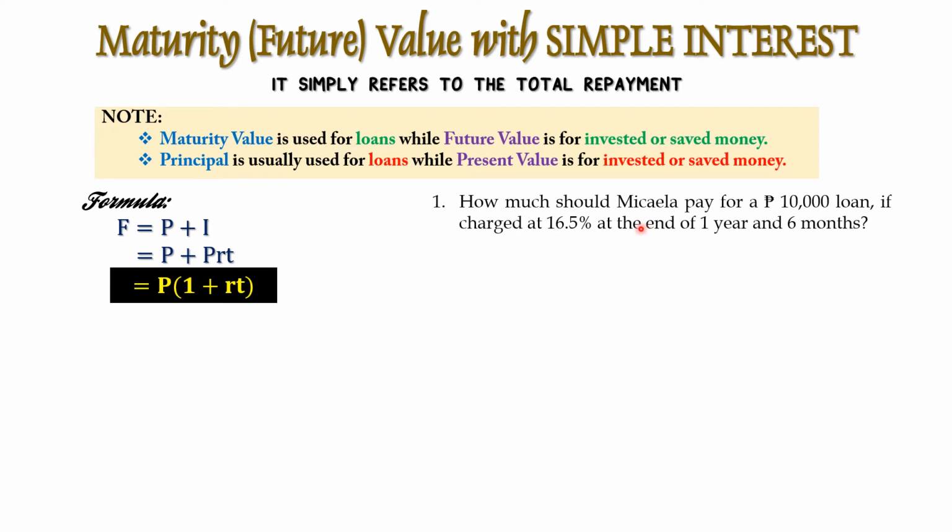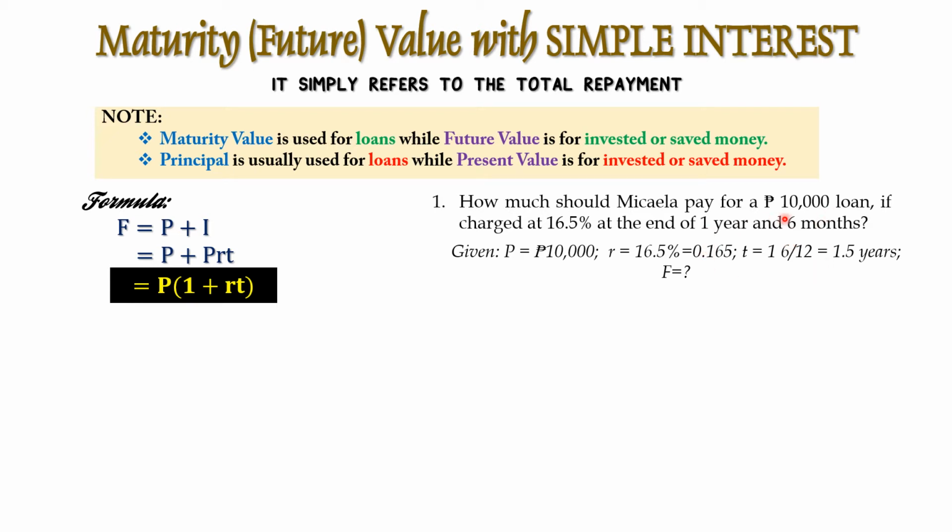We have here how much should Micaela pay for a 10,000 pesos loan if charged at 16.5% at the end of 1 year and 6 months. First of all, we're gonna have to present the given. We have principal amount. Ito yung niloan niya, 10,000 pesos. The rate is 16.5%. In decimal, that is 0.165. The time here, we have 1 year and 6 months. Okay, in converting months into years, we can simply divide the value of months by 12.